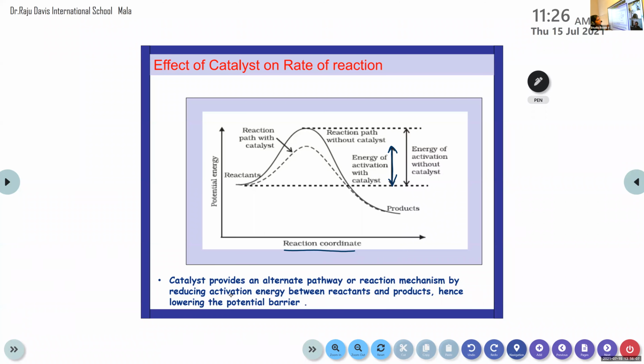Otherwise, more energy is needed to overcome this potential barrier, and it will be very difficult and it will take more time to convert these reactants to products. But due to the presence of this catalyst, it will create another pathway or another reaction mechanism by reducing the activation energy between the reactants and products, hence lowering the potential barrier.